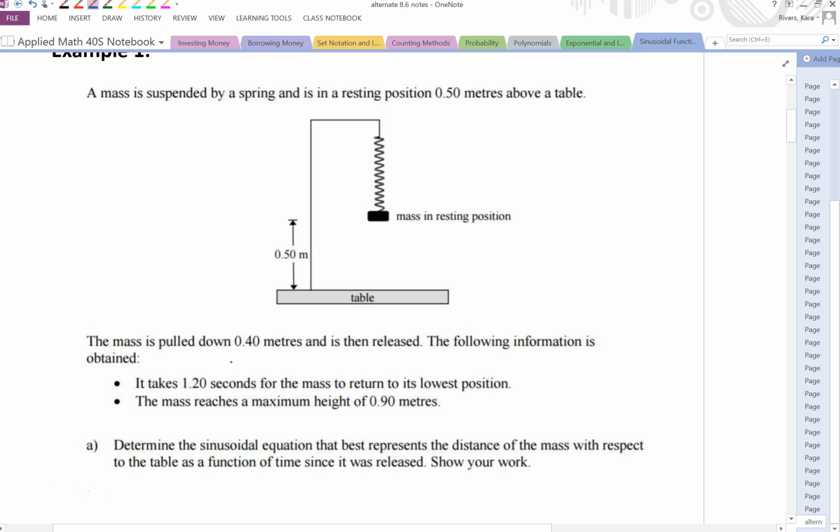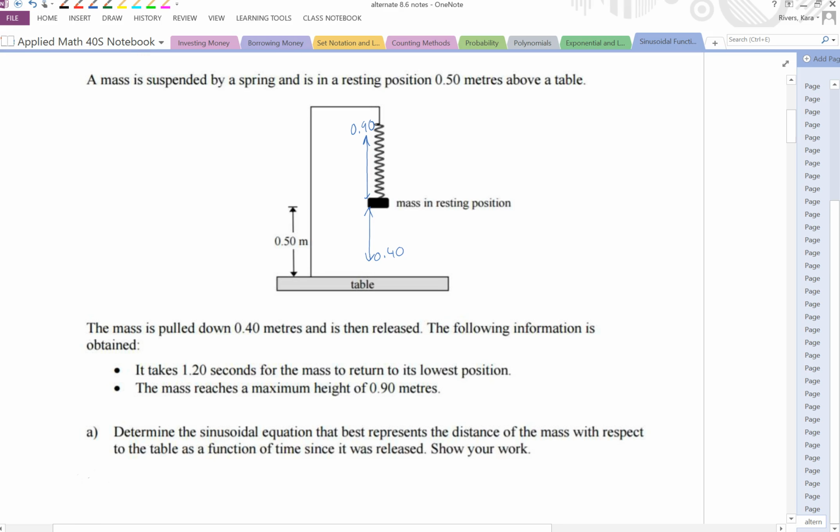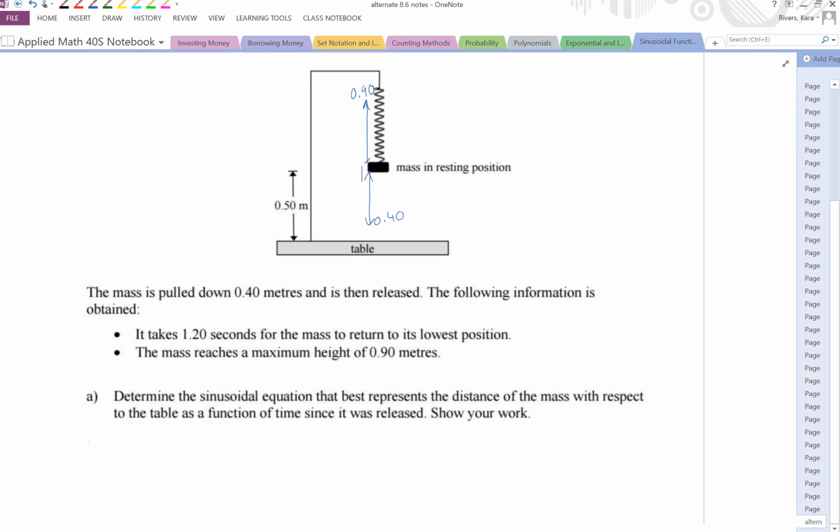So pulled down 0.4 meters, that would be about here, because this is 0.5, so not all the way. And then released, it takes 1.2 seconds for the mass to return to its lowest position, which is right here at 0.10 meters, if that's that distance here. And then it reaches a maximum of 0.90 meters, right? So if we want to figure out the sinusoidal regression here, what we should do, like I was saying earlier, is create a table of values for those key points.